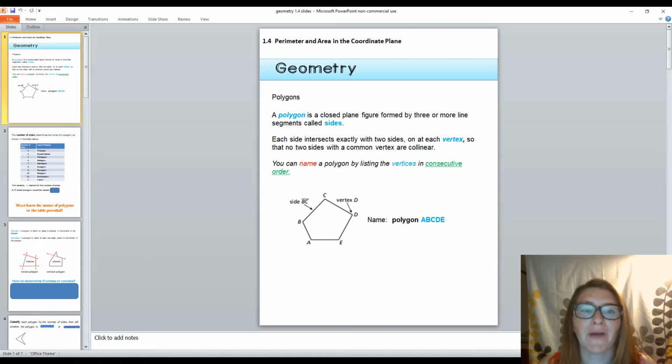Hi guys, welcome back. We're going to look at perimeter and area in the coordinate plane. So we're going to start off with polygons. A polygon is a closed figure, so there's no openings, formed by three or more line segments called sides.